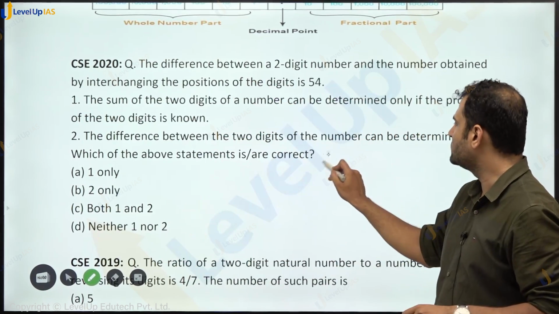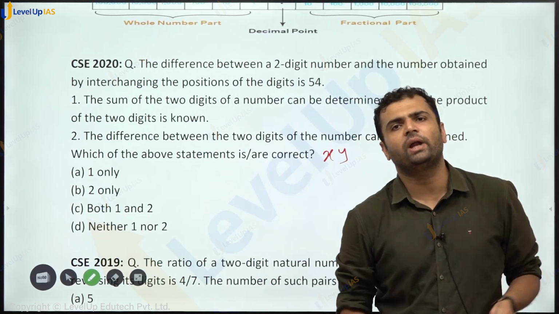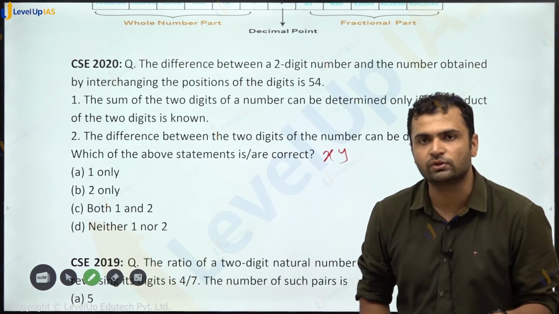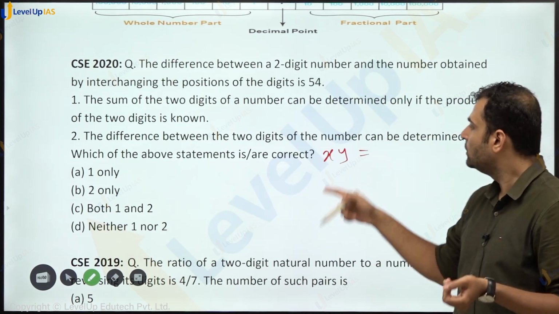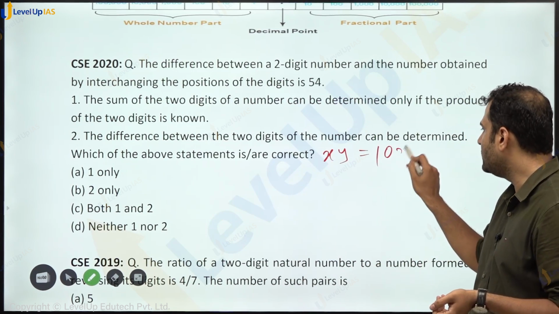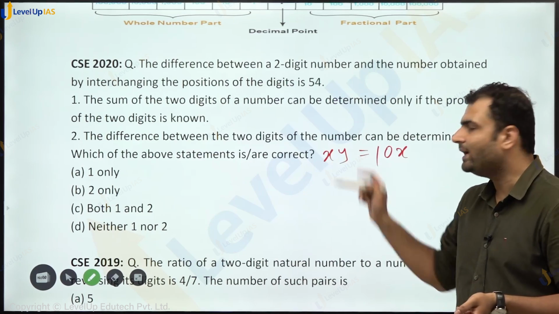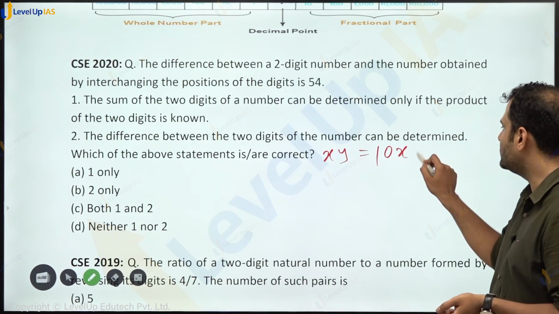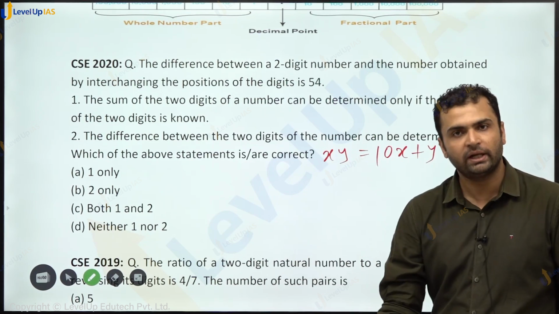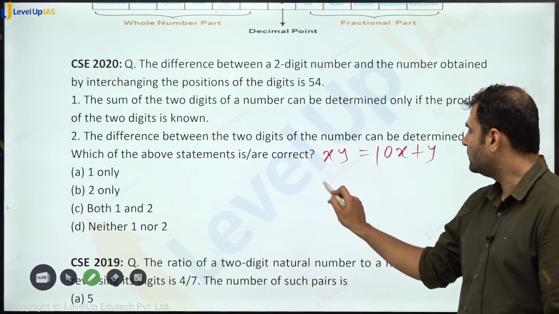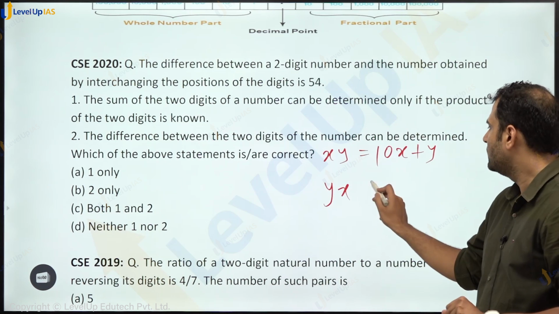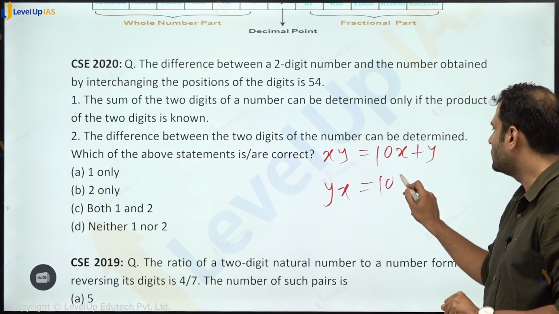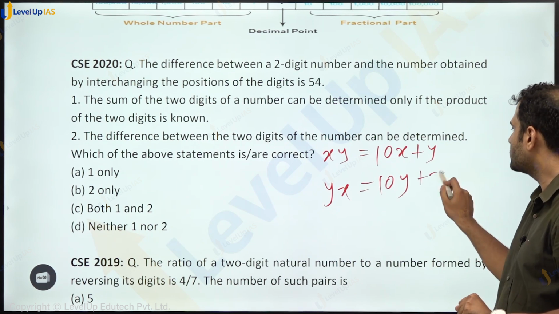Let us take this 2-digit number xy. If I want to write this in terms of the place values, what will it be? This x is at the 10's place, so its place value is 10 into x. This y is at the units place, its place value is only y. Correct. Similarly, the ulta number, the number which is obtained after interchanging the digits, what will it be? It is going to be 10y plus x.